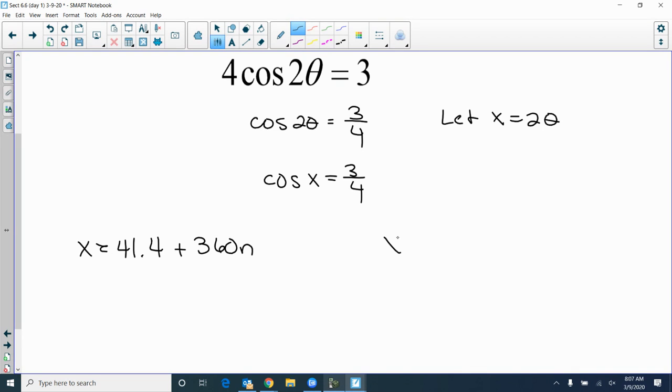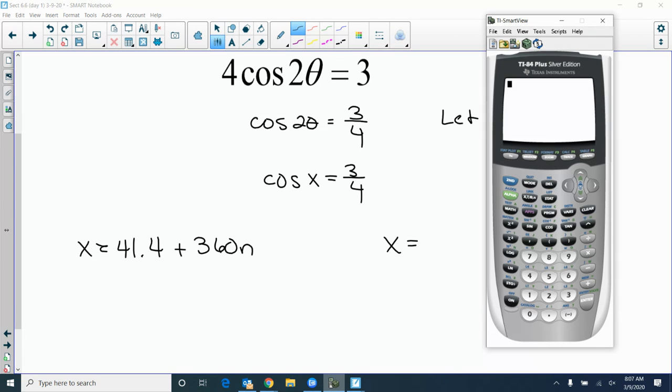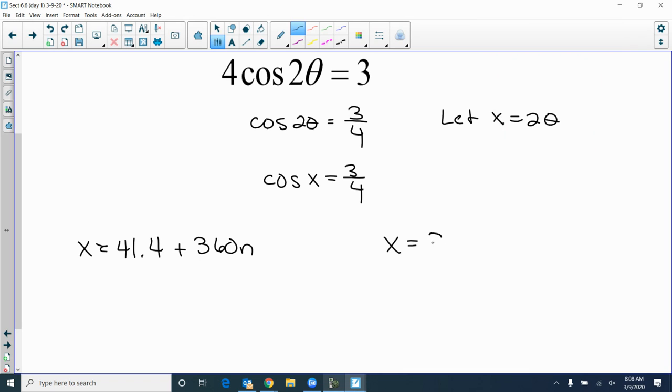Okay, we should have a second answer for cosine. Your calculator doesn't give it to you because it's in which quadrant? We got your answer from quadrant 1. There's also an answer in quadrant 4. So your reference angle is 41.4. So take 360 minus 41.4, and it's 318.6. So we have a second answer of 318.6 plus 360n.